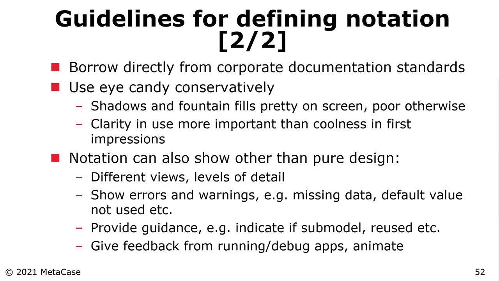And you may also use notation for other aspects than just showing the pure design information. Quite often most modeling languages only show what you enter there, but it would also be good if the language, for example, could show what is missing or what the default values are when not used, or elements not connected, or provide guidance that certain elements may need further aspects, or are reused, or require a submodel, and so forth. That kind of thing helps people to read.